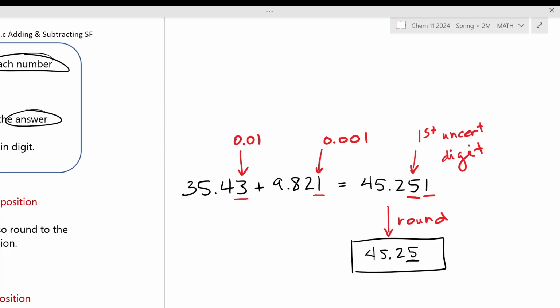Now, let's say you didn't want to do it horizontally. You could do it vertically. You could say 35.43 plus 9.821.